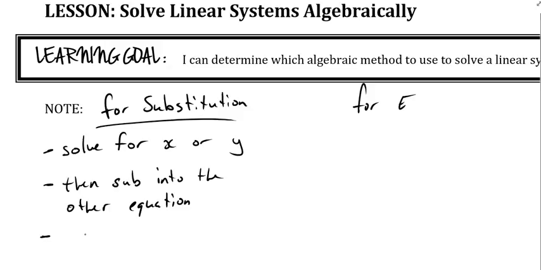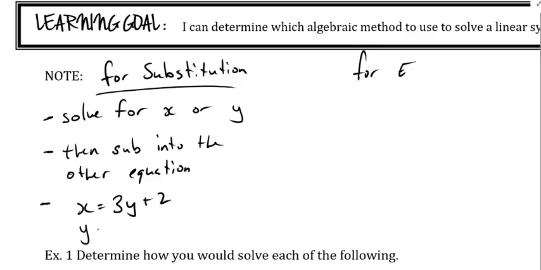So here's an example. x equals 3y plus 2, or y equals negative x minus 4, whatever it works out to. One or the other. If you end up with a fraction, I don't know if you remember this, but if you ended up with a fraction, you probably chose the wrong thing. You should have done elimination. We're trying to avoid fractions when we're doing substitution.